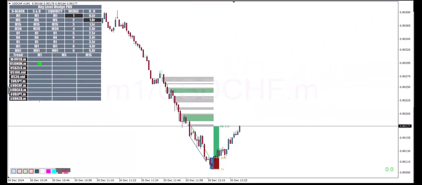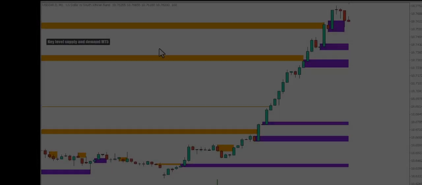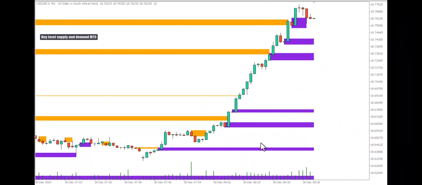Now let's look at a live trade example I took on a funded account. On the MetaTrader 4, I was using the Key Level Wedge Pro dashboard. But for MetaTrader 5, there's no dashboard yet, so I use the individual indicators. Links for all of them in the description.